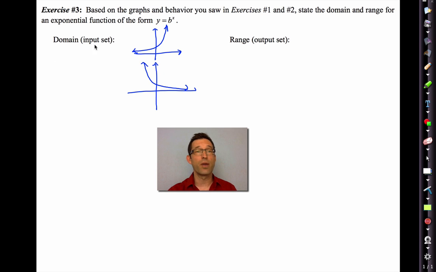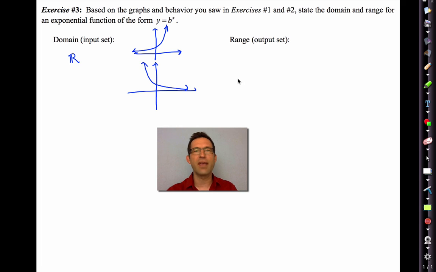But its domain, the input set, well, that's all real numbers. There's absolutely no value of x you cannot put in there. I mean, we now can handle 0. We can handle positive exponents, negative exponents, fractional exponents. But the range, that's a little bit different.